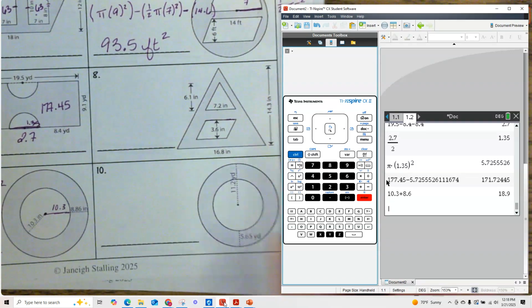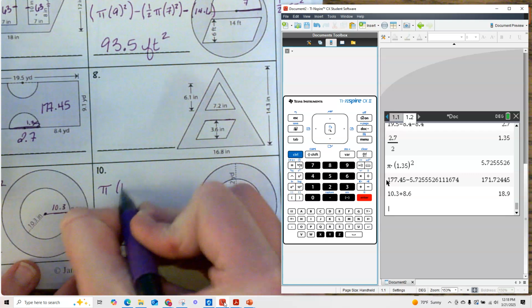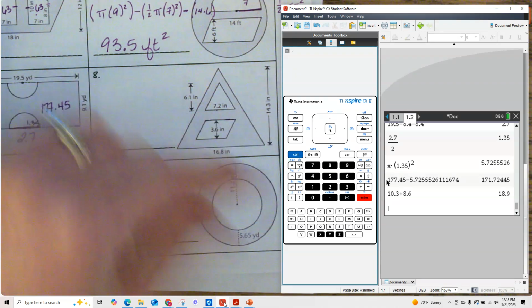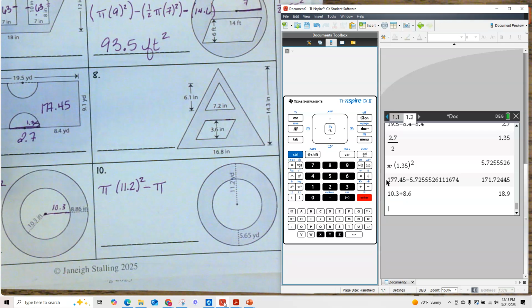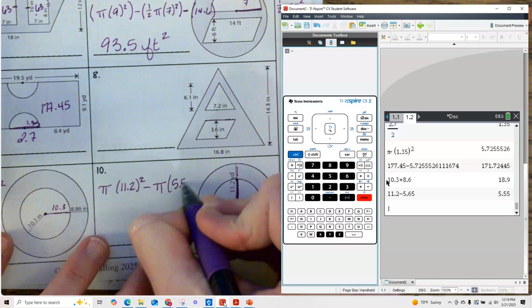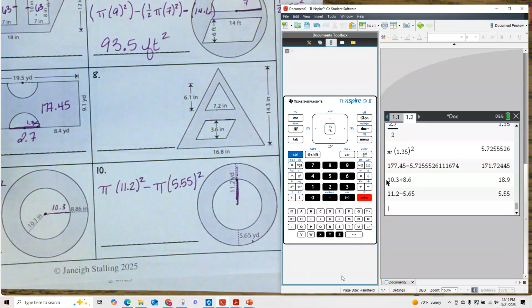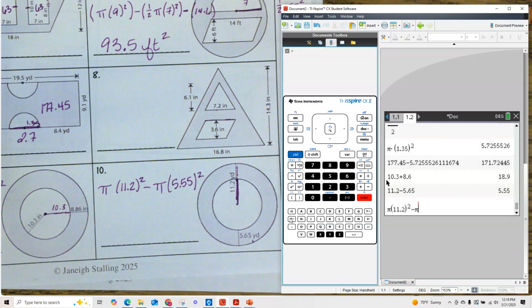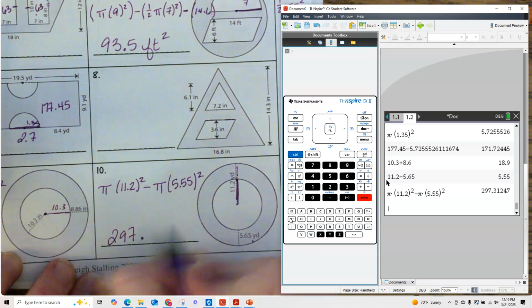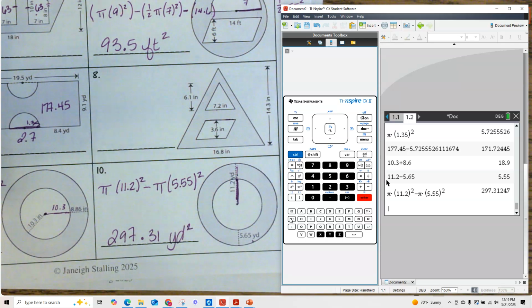On number 10, we have the radius of the big circle. It's 11.2. How would I find the radius of the smaller circle, the white circle? Take the 11.2, subtract 5.6, because from here to here is 5.65. So if I need to know from here to here, just subtract. So 5.55 squared. Okay. So again, this one I can do all in one piece in my calculator, so I don't have to type things twice. Yep. So 297.31 yards squared.